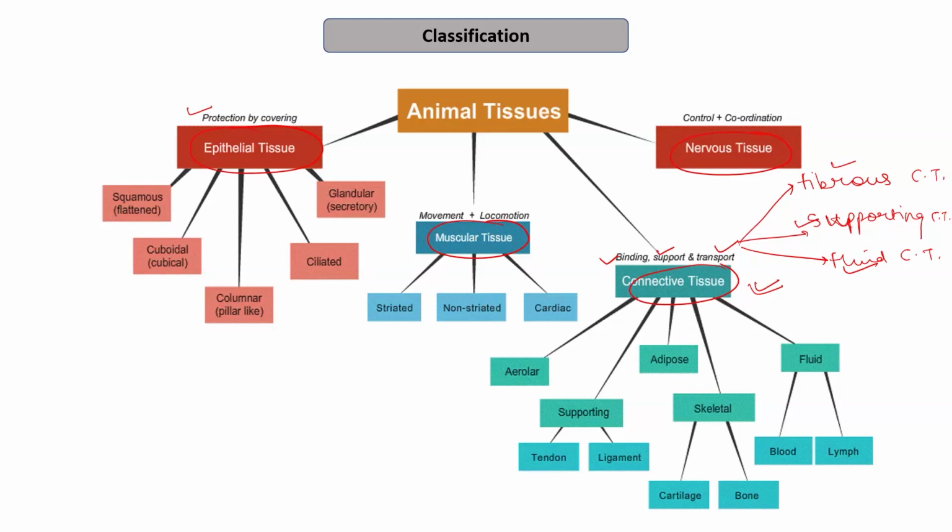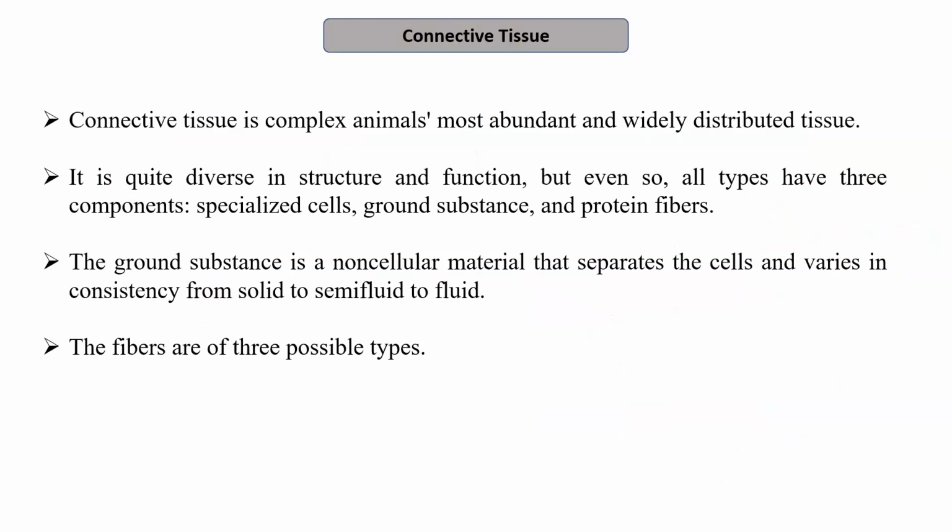So what is a connective tissue? Connective tissue is, in complex animals, the most abundant and widely distributed tissue. So it is the most widely distributed tissue present in the animal body. It is quite diverse, as we discussed, being of three types: fibrous, supporting, and fluid. So it is quite diverse in structure and function. But even so, despite the differences in the structure and function of these different types of connective tissue, there are certain similarities which are present in all of them.